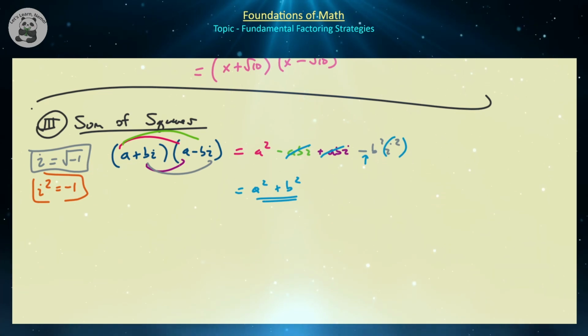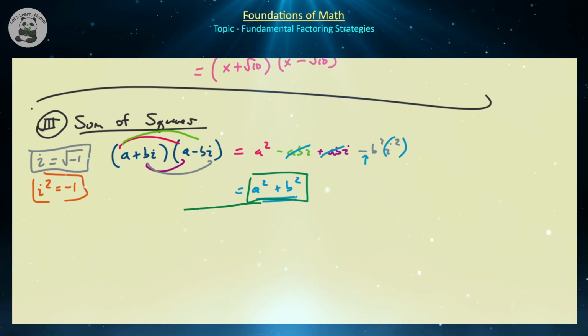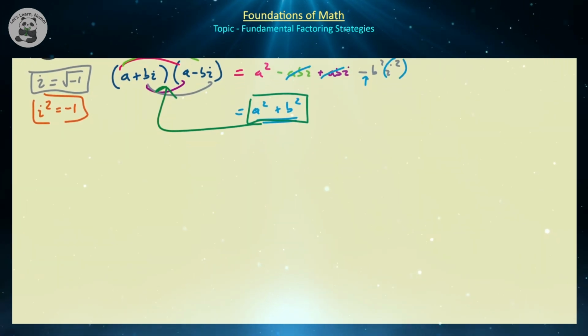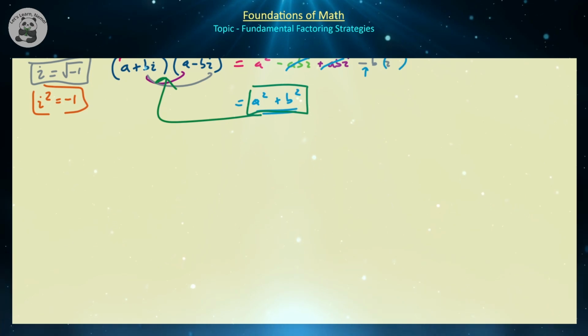Therefore, if you see the sum of two things squared, you can always represent it as the product of these two conjugate complex linear factors. Let's look at a couple examples to illustrate this method.